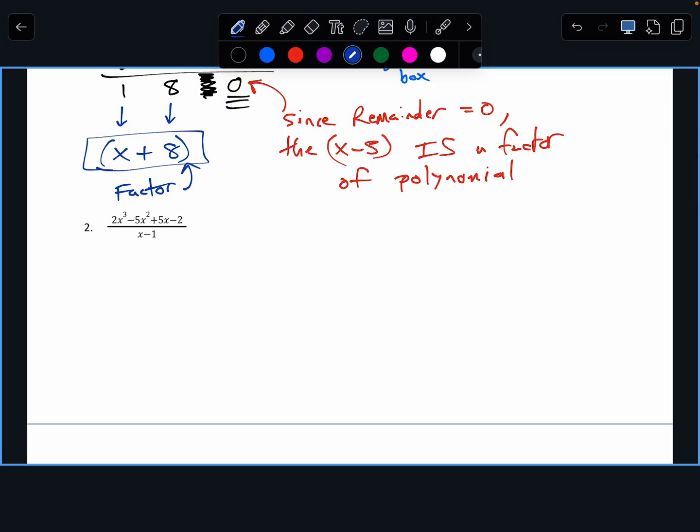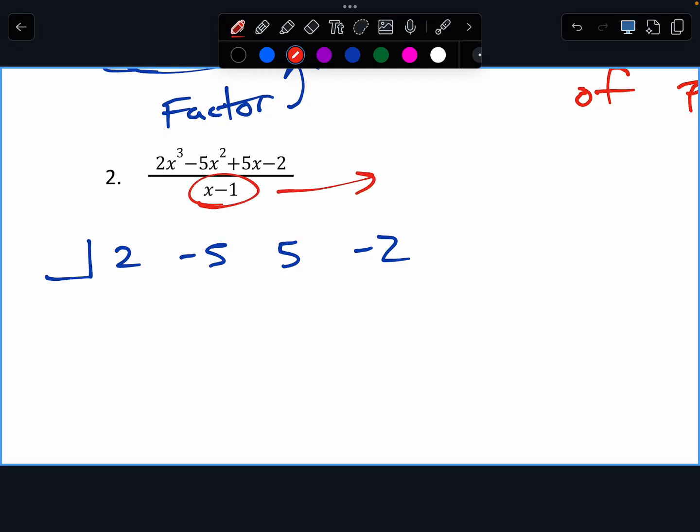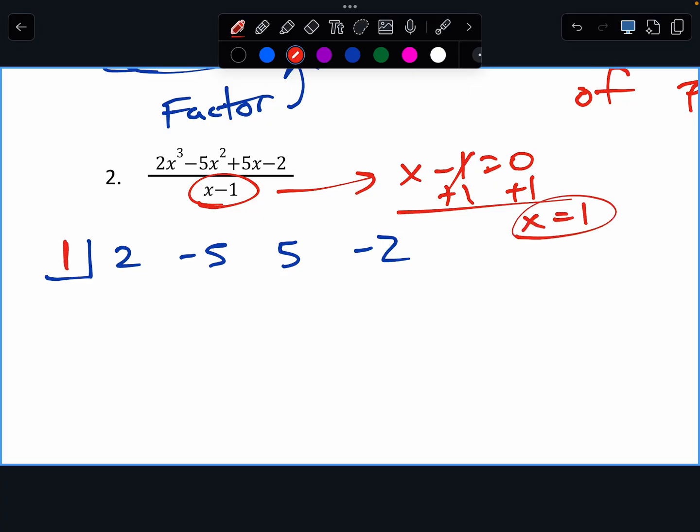For this second one, I've got all these numbers, so let's put them in order. I'm going to put a box, and I've got 2, -5, 5, -2. This number right here is a factor. Since this is the factor, I'm going to find the zero by setting it equal to 0, and you get x equals 1. That's what goes in the box here. Once again, I'm bringing down that leading coefficient, 2, and then I'm off to the races. 2 times 1 is 2.